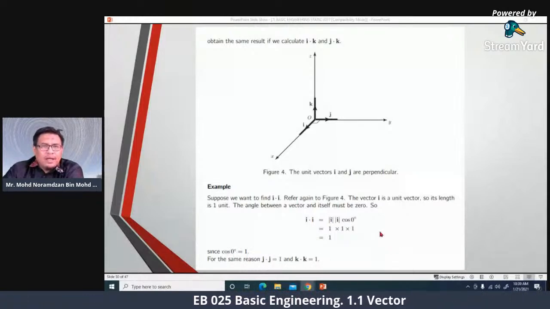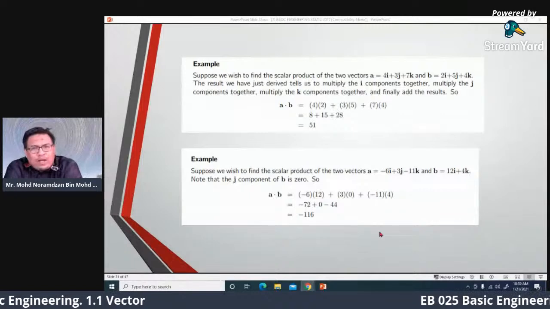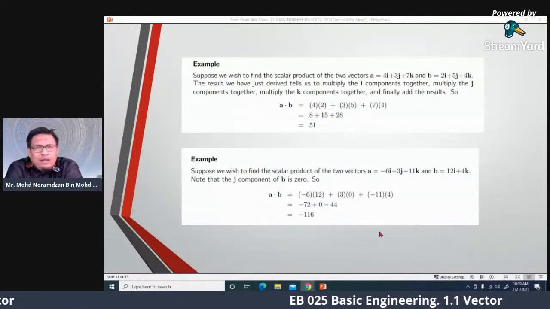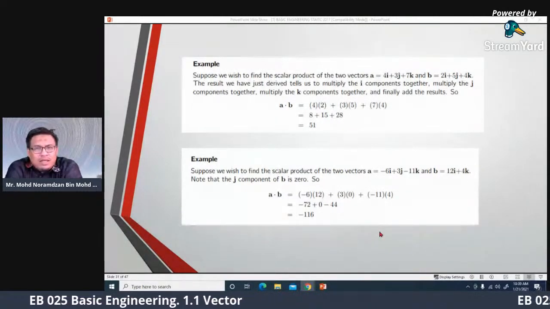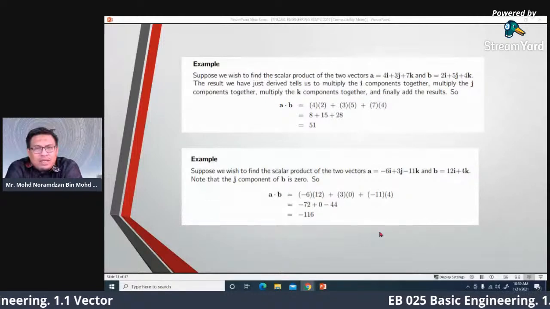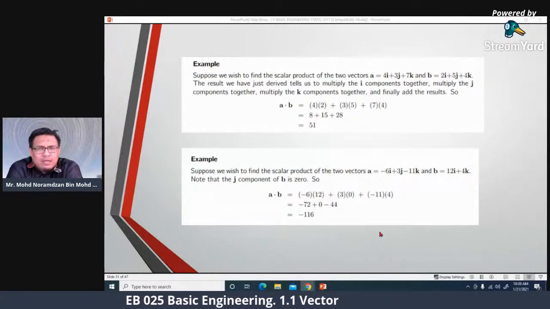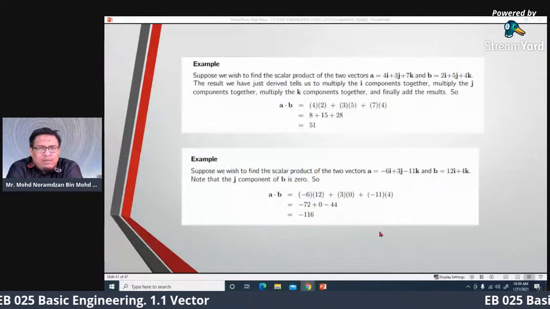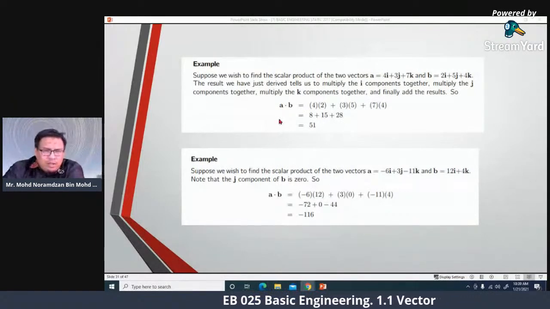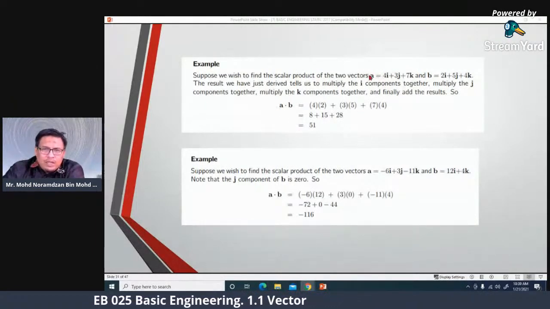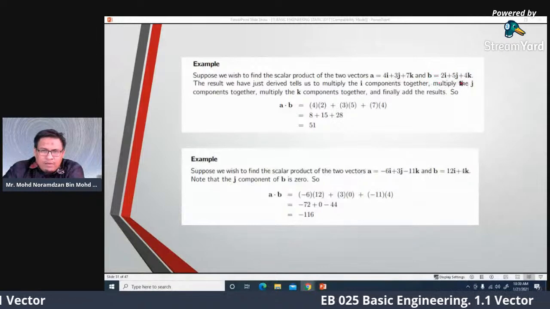Dot product example. Suppose we wish to find the scalar product of two vectors, A equals 4i plus 3j plus 7k, and B equals 2i plus 5j plus 4k. The result we have derived tells us to multiply the i components together, multiply the j components together, multiply the k components together, and finally add the results. So we want to find A dot B, where A and B are given in coordinates.